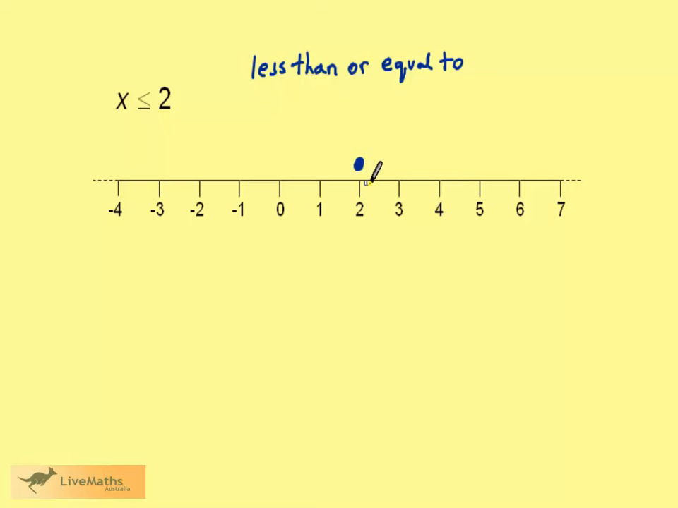This time we use a filled-in circle. The arrow extends to the left, indicating that x could take any value below 2. The filled-in circle indicates that it can take the value 2 itself. So for less than or equal to, 2 is included.